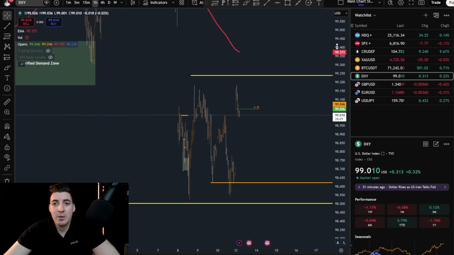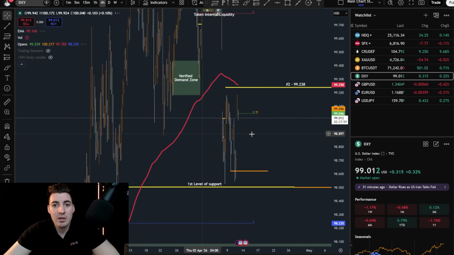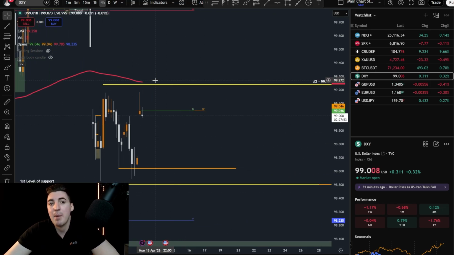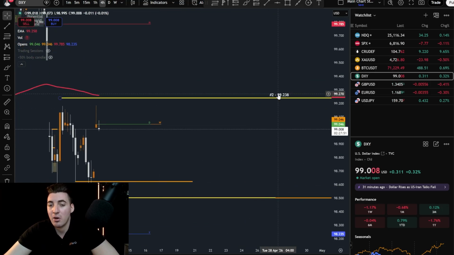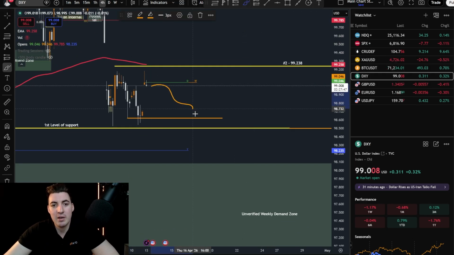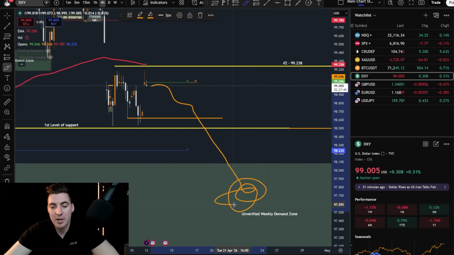What we may end up seeing on the DXY is, last week we saw the price come down and hit the first level of support. That was completed. It came back up and then hit the second level of resistance. And what we were waiting for was to see if the price would then continue into the downside here, which would have followed that path if the peace talks had gone very well, which they currently haven't.